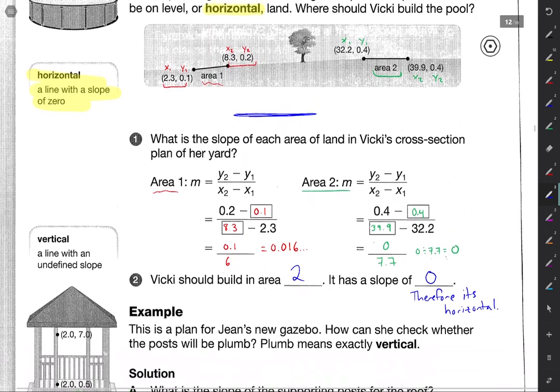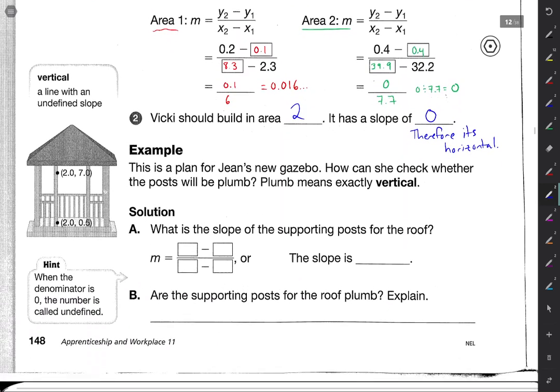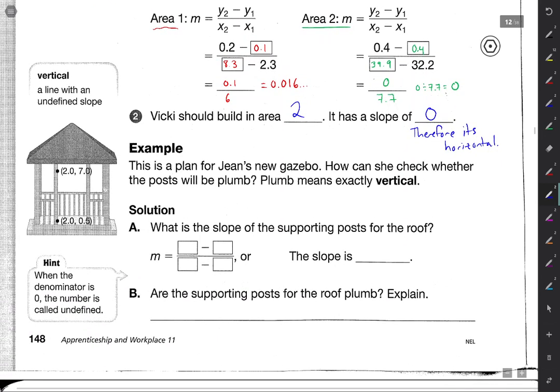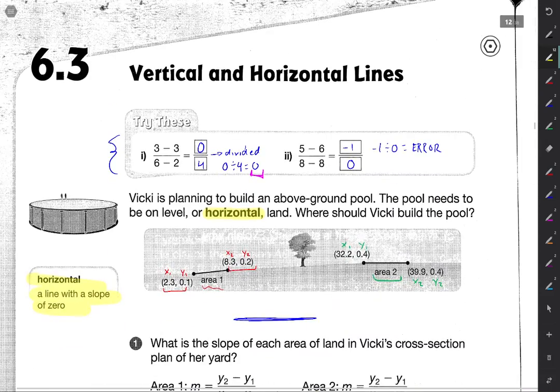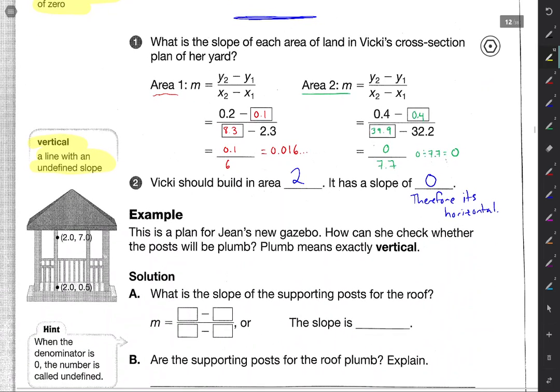Now, in the next example, we're going to be looking at vertical lines. So a vertical line, as you can see off to the side, is a line with an undefined slope. And when a line has an undefined slope, that's when the denominator number is 0, as we saw in the try these questions at the top. Whenever that number on the bottom is 0, you can't divide anything by 0. Your calculator would give you an error. So that means the slope would be undefined.